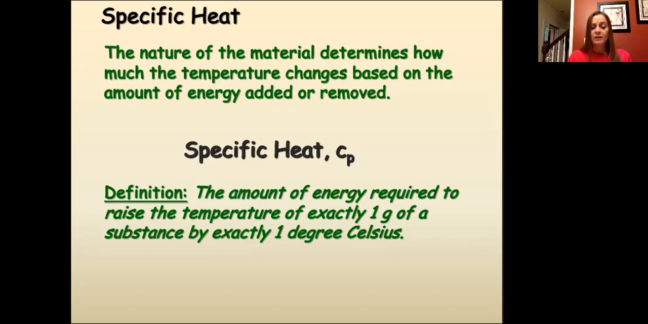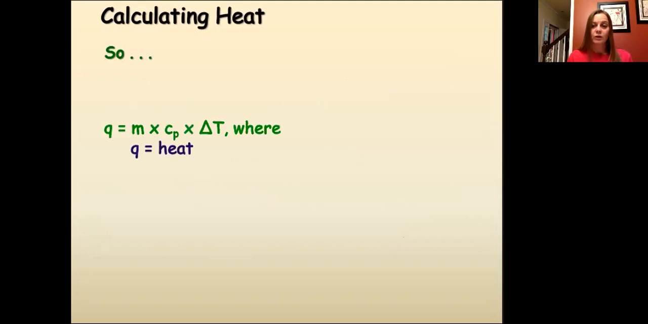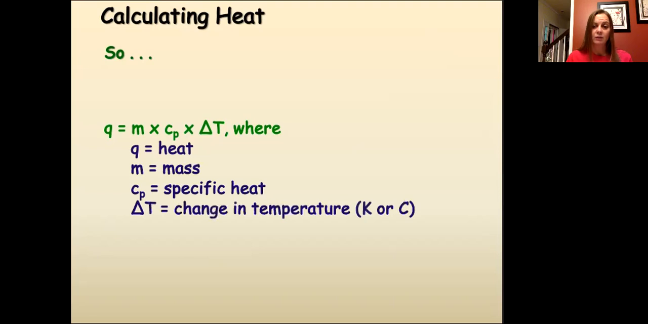So we can use these three things, the nature of the material, the mass of the material, and the size of the temperature change, to calculate how much heat is transferred in a particular temperature change. And so we use this equation: Q, where Q is heat, is equal to m, the mass in grams, times C_P, which is specific heat, times delta T, where delta T is the change in temperature.